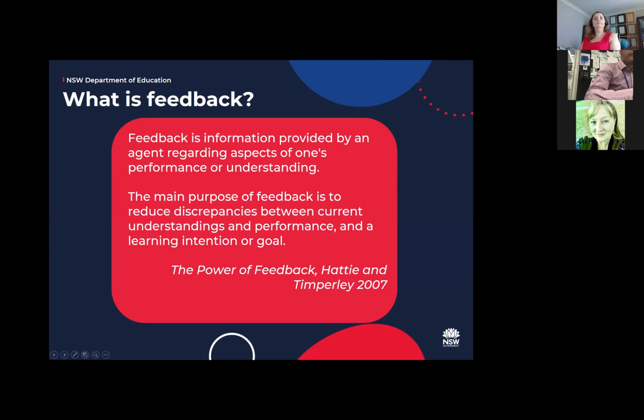What is feedback? Professor John Hattie and Professor Helen Timperley, in their journal article, The Power of Feedback, state that feedback is information provided by an agent regarding aspects of one's performance or understanding. The main purpose of feedback is to reduce discrepancies between current understandings and performance and a learning intentional goal. Think about it like this.